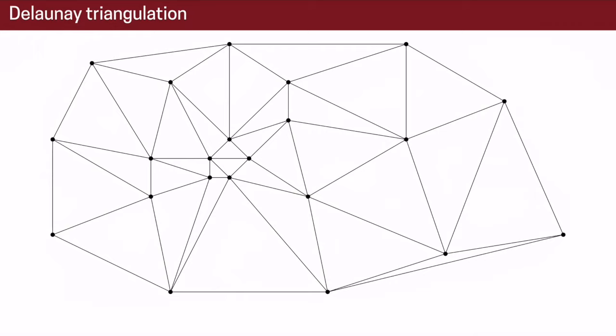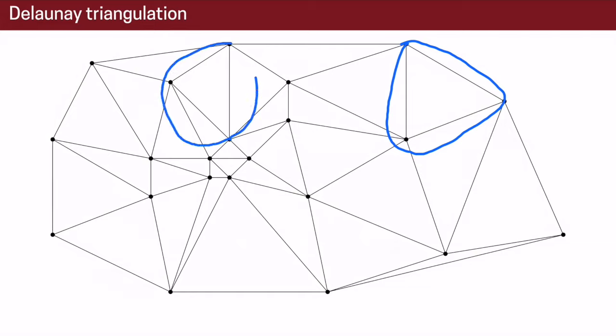A Delaunay triangulation has the unique property of having its triangles with an empty circumcircle. It means that if we draw the circle around each triangle, this circle will be empty of any other points. I'm not very good at drawing circles, but as you can see here, if we draw the circle around every triangle, then this circle should be empty of any other point, any other generator.